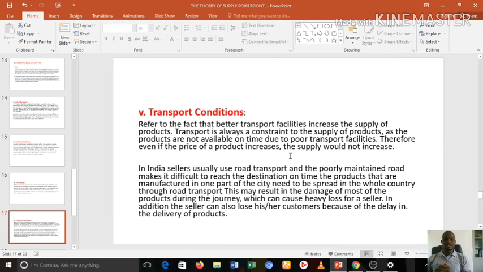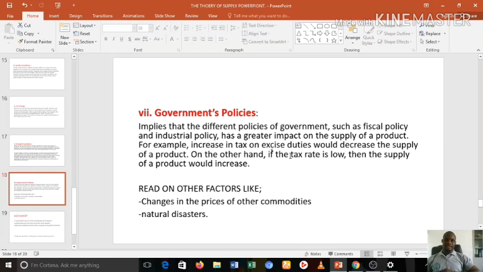So transport is very, very important as far as supply is concerned. An unfavorable transport condition, which is unfavorable transportation means, leads to what? A fall in the supply of goods and services, and vice versa. The reverse is true. A favorable transport condition leads to what? An increase in the supply of goods and services. Okay, the next, government policy.